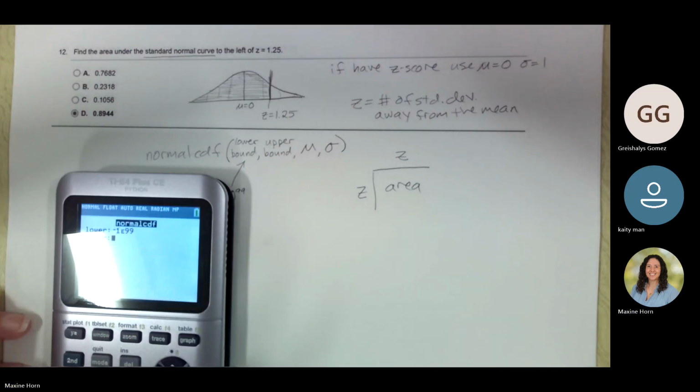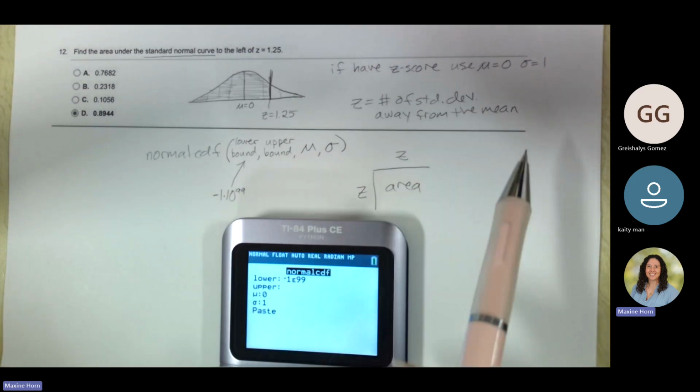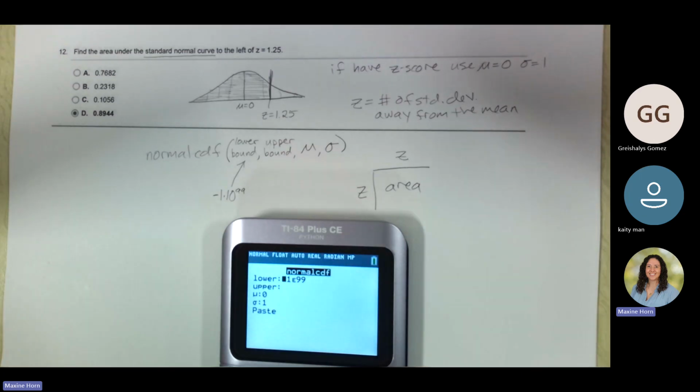Now, in my calculator, it's already got -1E99. So remember, when you have that E, that means times 10 to the whatever. So it's already there. I don't need to plug it in. Now, maybe in a different problem, I might need to plug it in because maybe I need to have either positive or negative of that. But in this one, it's already got it. Great. I don't need to plug it in.